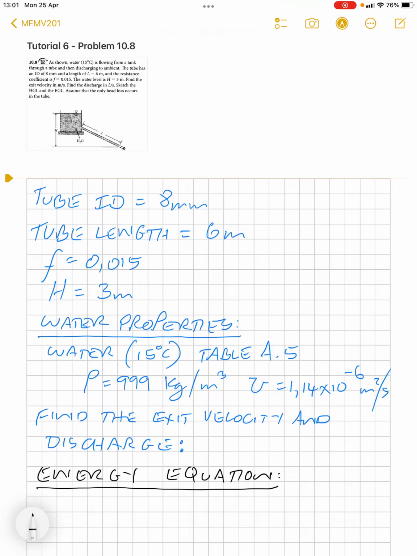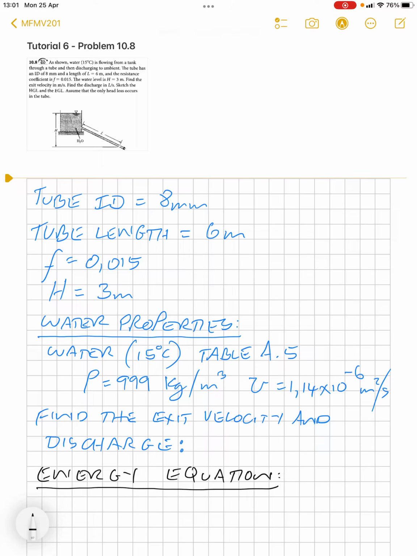This is tutorial 6 and problem 10.8. So the problem goes as follows. As shown, the water, which is at 15 degrees C, is flowing from a tank through a tube and then discharging to ambient. The tube has an internal diameter of 8 millimeters and a length of 6 meters, and the resistance coefficient is f equals 0.015.